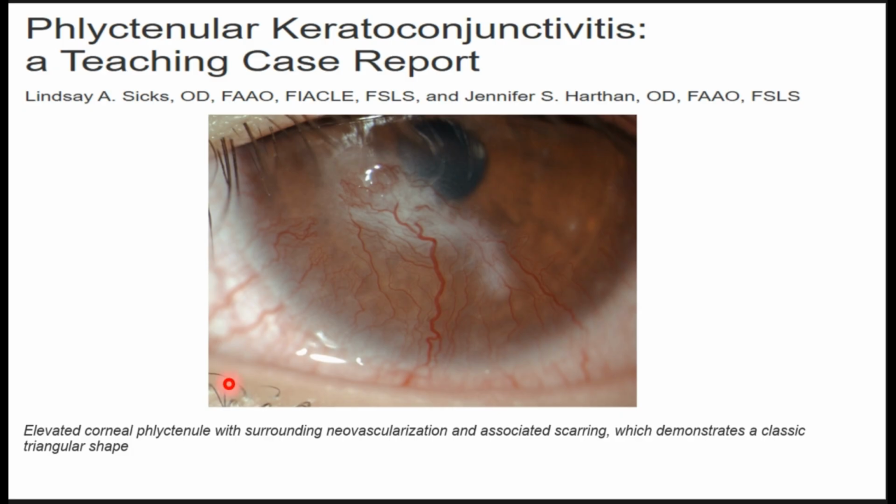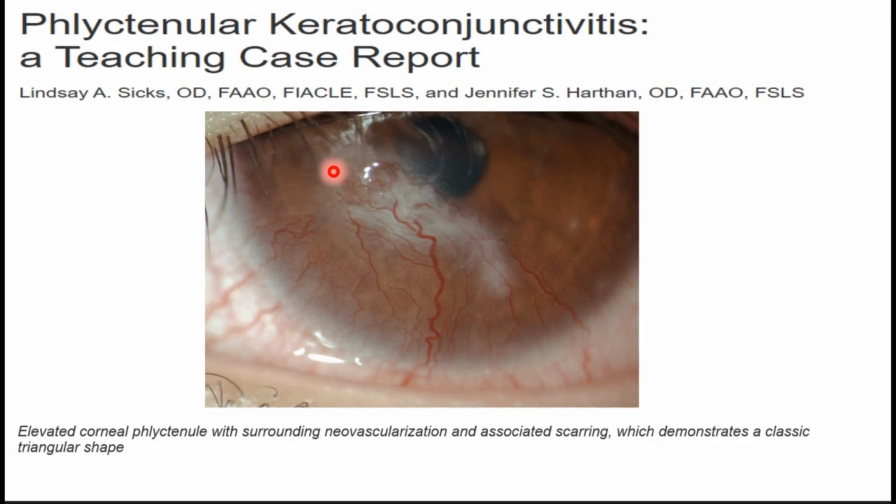Again, here what you find is an elevated corneal phlyctenule with surrounding neovascularization and scarring. And this is demonstrating a typical triangular shape. So the triangular, fascicular or wedge shape is something which is used in literature to describe phlyctenular keratoconjunctivitis. Also if you stain it, this part will take the stain. I'm talking about the fluorescein staining, and that indicates that this is the progressive lesion of the ulcer, right?